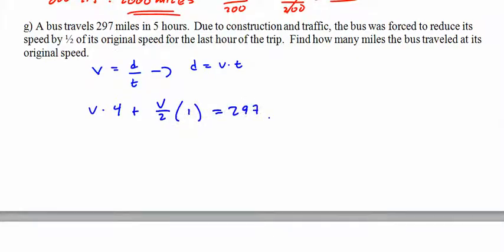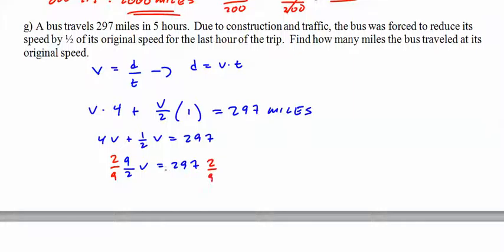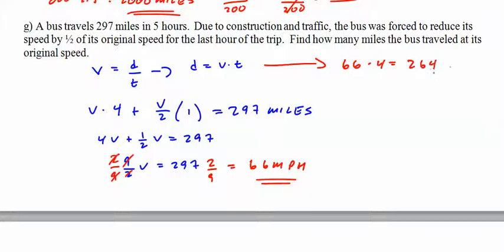Four v plus half v equals 297. 9 halves v equals 297. Multiplied by 2 over 9. We get the original velocity of 66 miles per hour. How many miles does it travel at that velocity? Well, we know it went for 4 hours, so 66 times 4 gives us 264 miles.